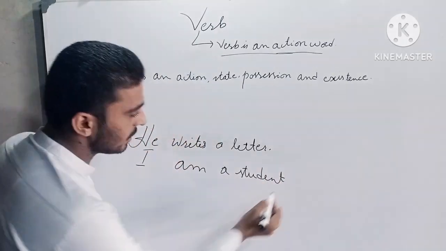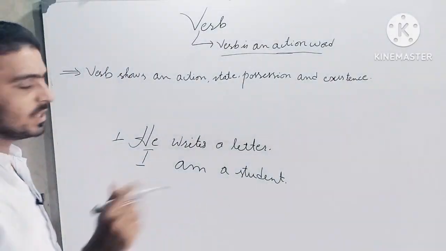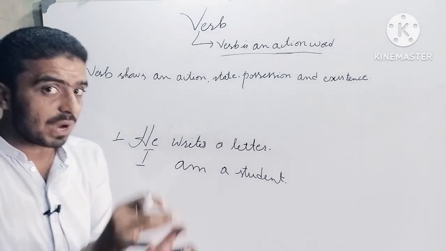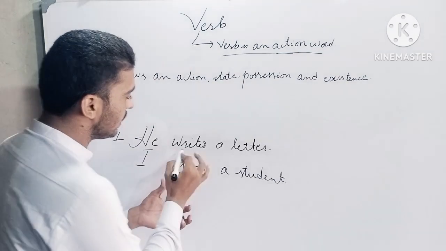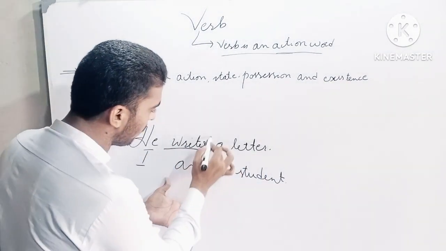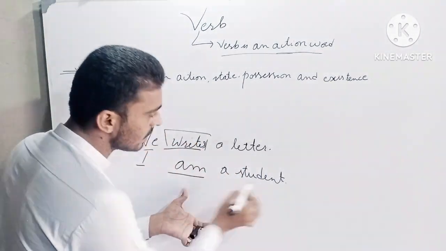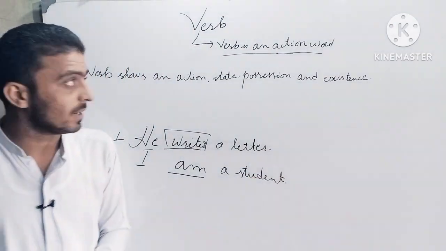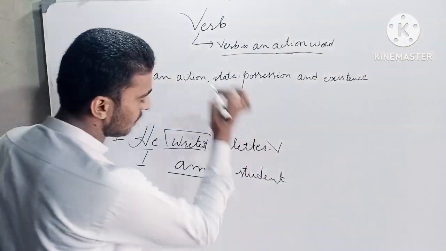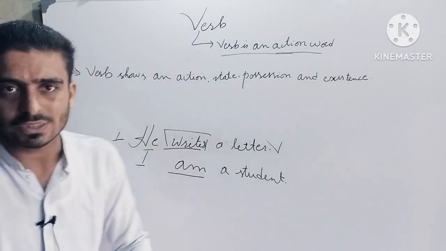I already mentioned that we cannot form a sentence without a verb, so the verb is very important in a sentence. Here in "He writes a letter," "writes" is a verb, and in "I am a teacher," "am" is a to be verb. In the first sentence the definition is correct, because "write" is an action verb.